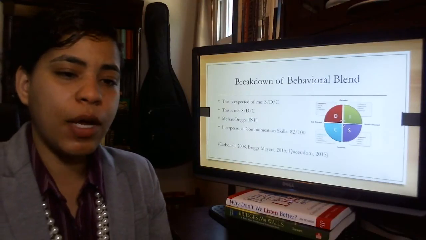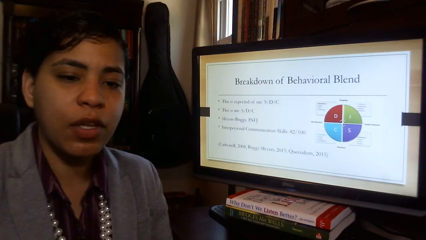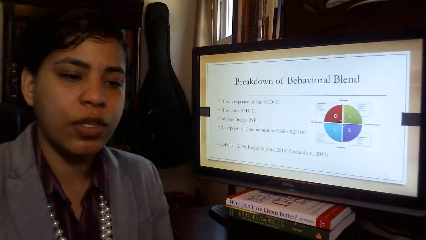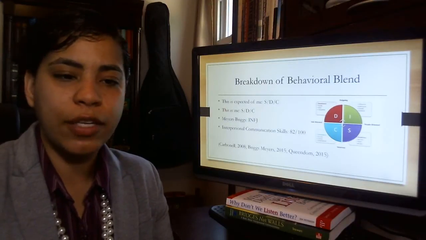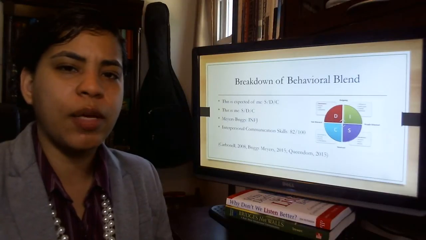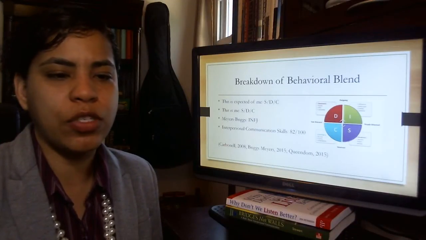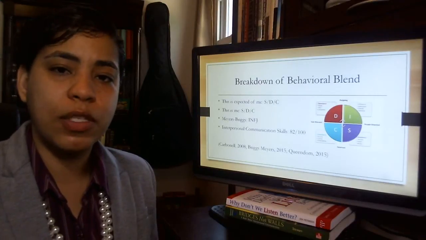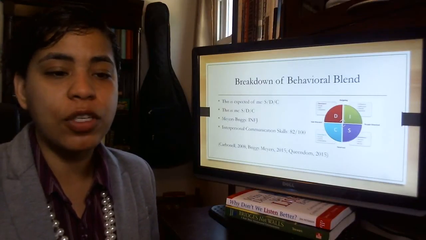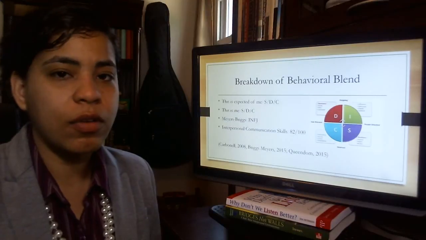According to my interpersonal skills assessment, I scored an 82 out of 100. This means that I'm highly proficient at interpreting the words and actions of others, as well as being able to place myself into their position. This seems to fit in line with my S-type from the DISC model and my N function from the Myers-Briggs model. Next slide.